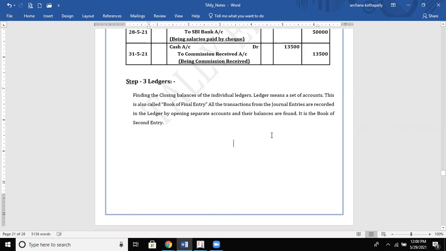Ledger means a set of accounts. You find the opening balance and closing balance of that particular account. Ledger can be an account also. This is also called the book of final entry, where there are no changes to be done. All the transactions from the journal entries are recorded in the ledger, so the base for the ledger is your journal entries. By opening separate accounts, their balances are found. It is a book of second entry.